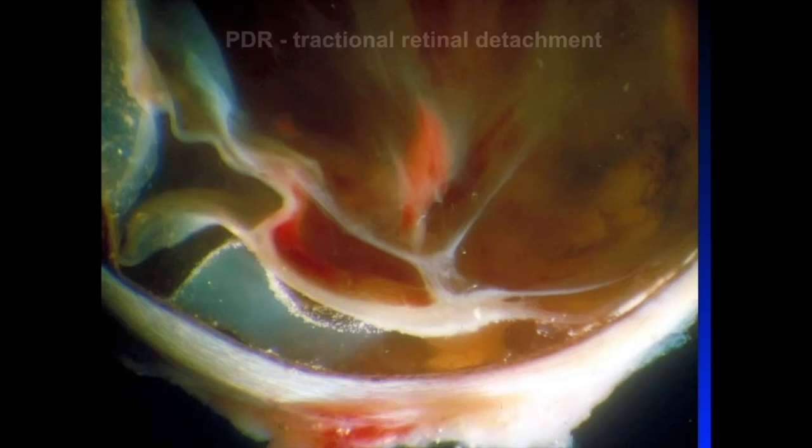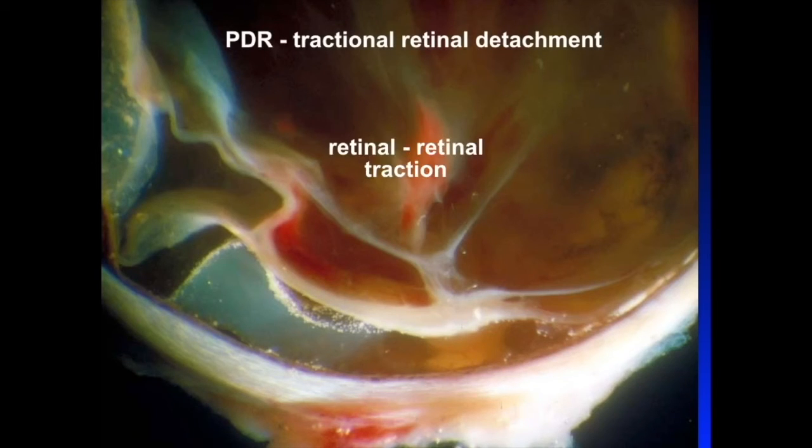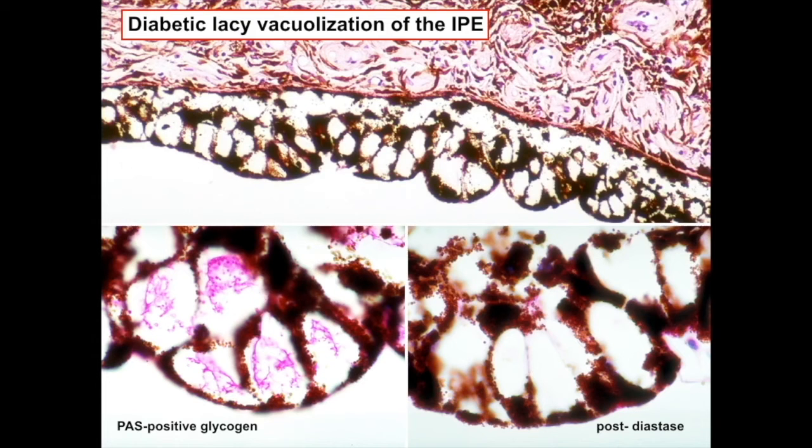Another example of tractional detachment in PDR, here we see retinal traction and subretinal gelatinous fluid with foamy histiocytes. Another feature we occasionally see histopathologically in diabetes is lacy vacuolization of the iris pigment epithelium. The lacy vacuoles contain PAS-positive glycogen, which is dissolved out by diastase digestion.